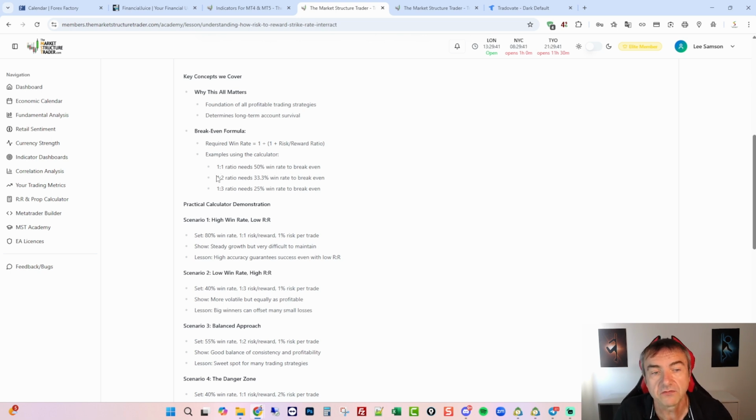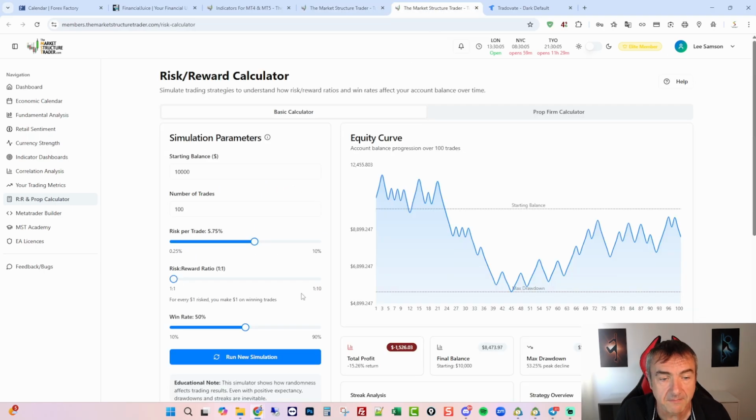Now, if we had a 1-to-2 ratio, meaning that every trade we took, we risked $1 to make $2, you would need a 33.3% win ratio to come back to break even. So if your strategy wasn't quite as good as another strategy and it lost 2/3 of the time, with a 1-to-2 risk reward ratio, you still won't lose money. So let's program that one in now as well.